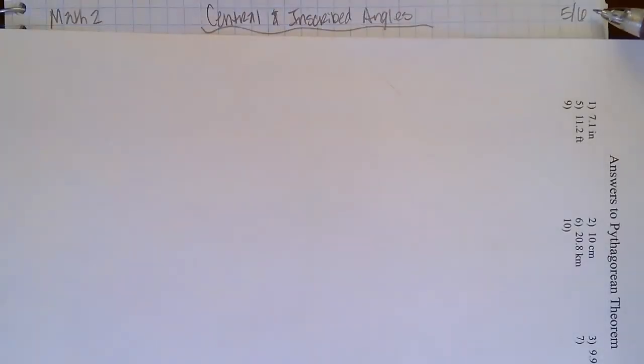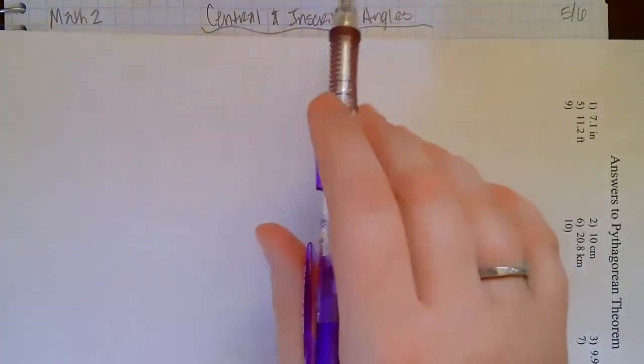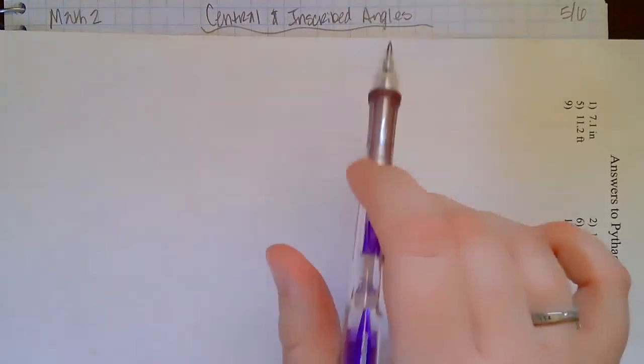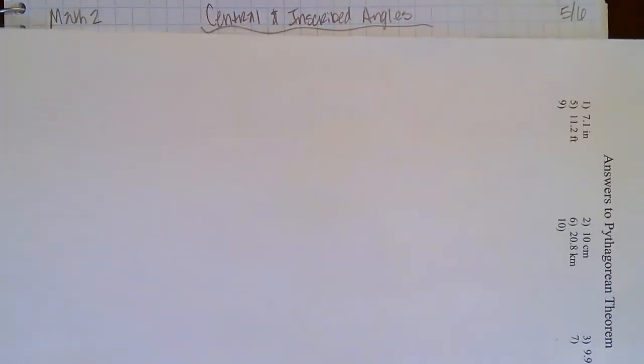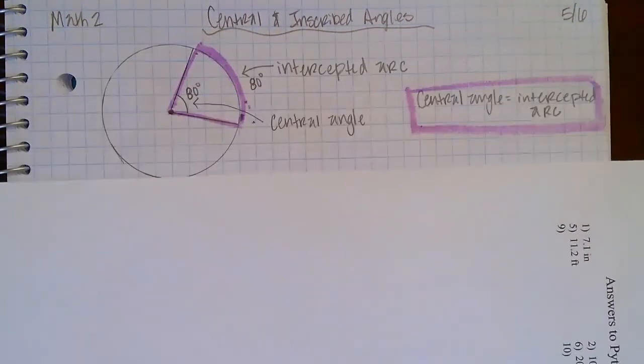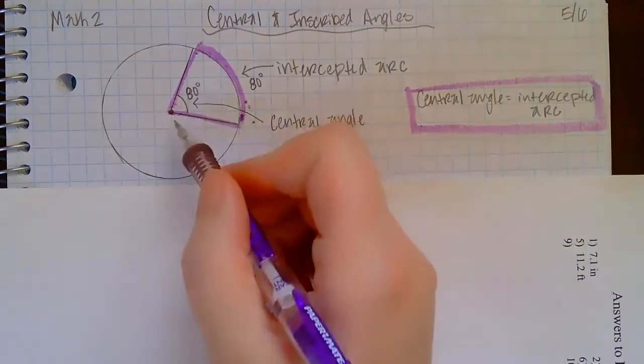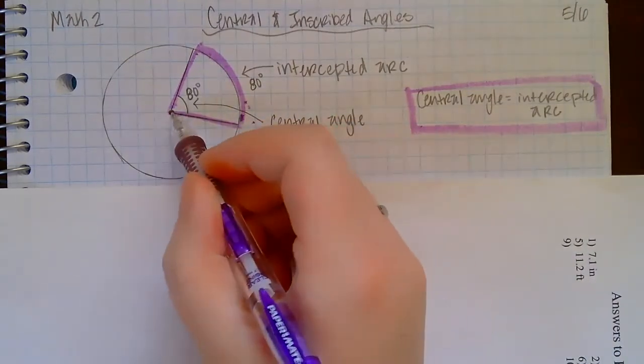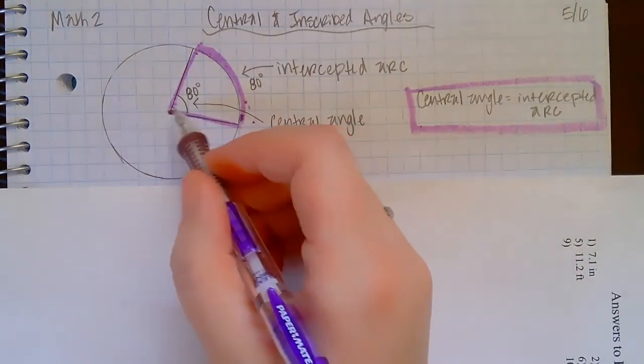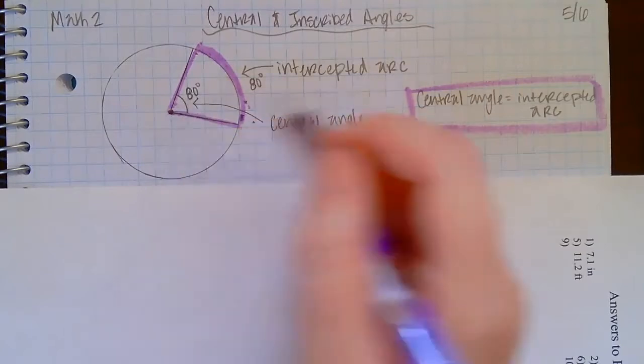Today is May 6th. This is for Math 2, and today we're going to talk about central and inscribed angles of a circle. Okay, so the first thing I want to do is just define what they are. So this is a central angle right here. A central angle, as you can see, starts in the center of the circle. That's why it's called a central angle.